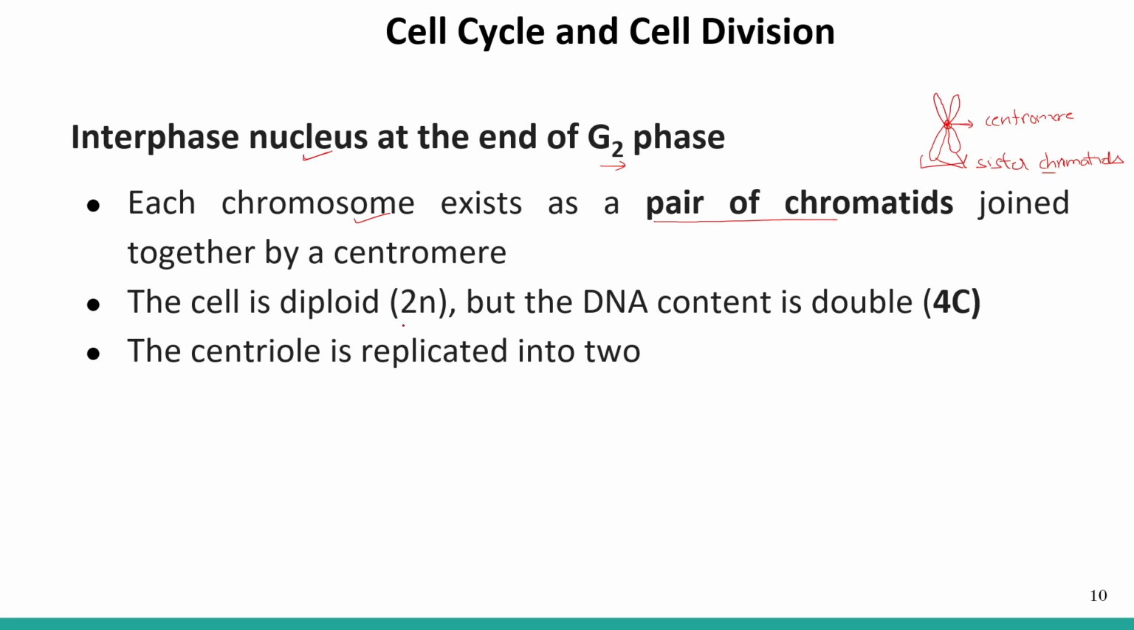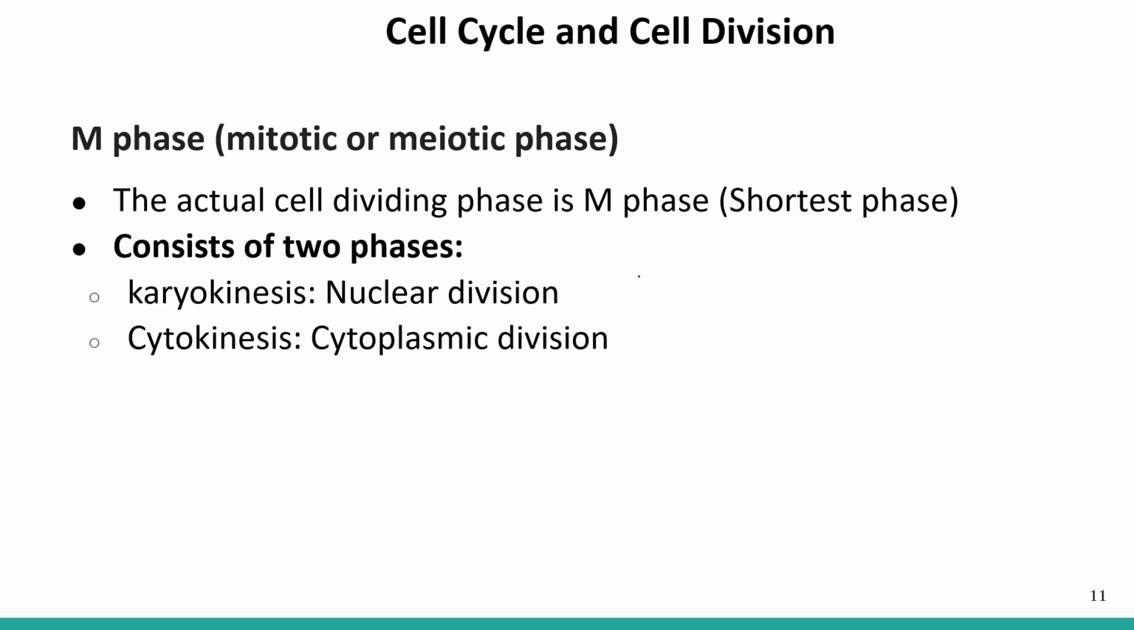The cell is diploid, but the DNA content is double now, meaning 4C. The centriole is replicated into 2 now. There is a duplication of the centriole. Alright. Now, this was the end of the interphase. Let's start with the M phase now.